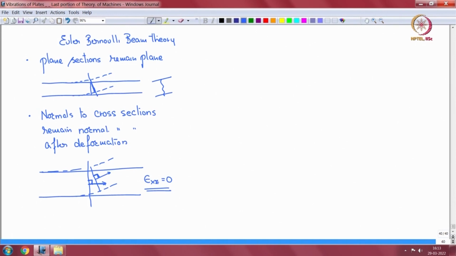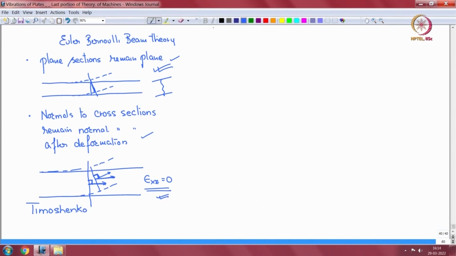Okay. There is a Timoshenko theory, which is a next level theory, where plane sections remain plane, but normals to cross section do not remain normal. So they change. So this normal won't be normal. It will change a direction. Okay. So there is a certain type of shear strain profile accommodated. Okay. So this together says that the vertical shear strain is 0.